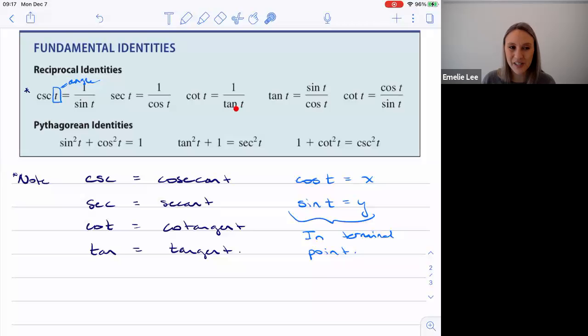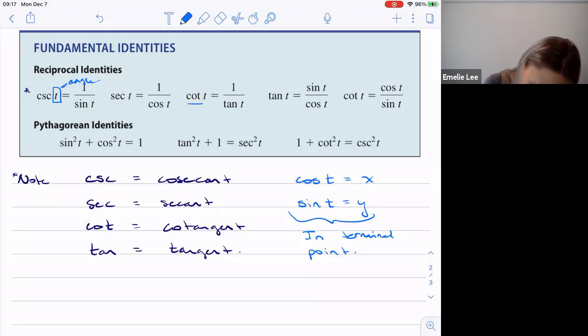Cotangent, 1 over tangent, not that helpful if you don't know what tangent is. So you kind of want to go here first. So sine t over cos t. So the tangent is the sine, so the y value over the x value. And then, of course, if we take 1 over the tangent, you can rewrite the cotangent as cosine over sine. So it's just the reciprocal, right, of the tangent.